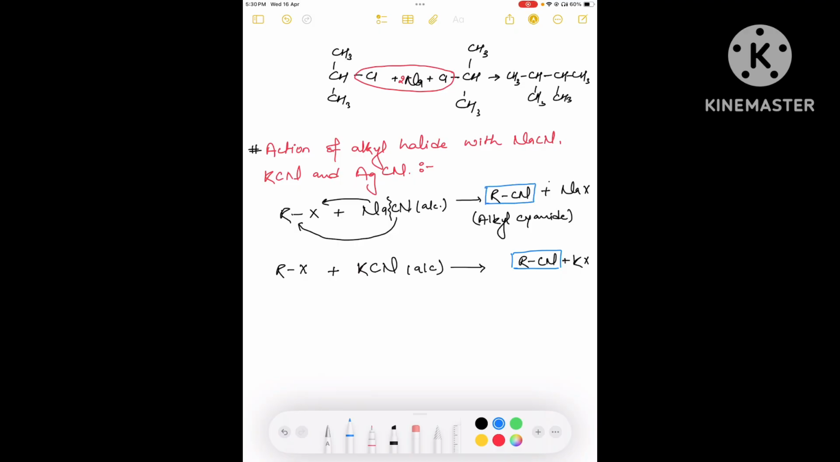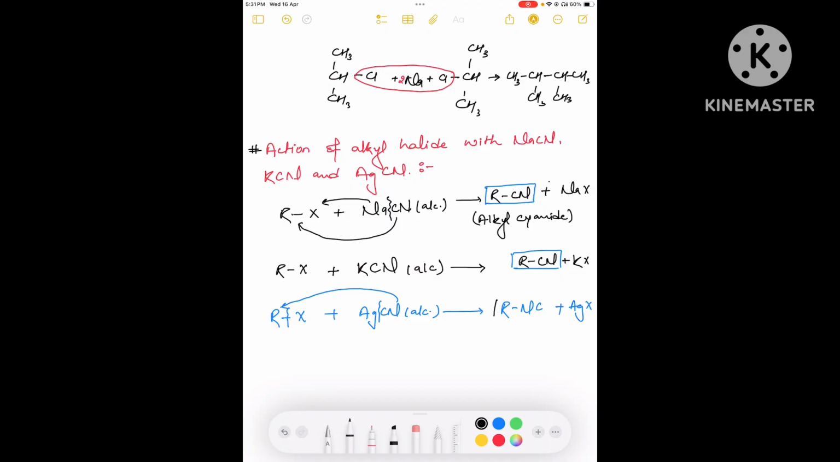But the question comes when you have again an RX group and you're treating it with AgCN, and again it's alcoholic. But this time the product will not be alkyl nitrile. This time the product will be alkyl isonitrile. That is, again the bond will break. But this time the carbon will not attach with the alkyl group. This time the nitrogen will attach with the alkyl group. That means the product will be RNC along with the liberation of AgX.